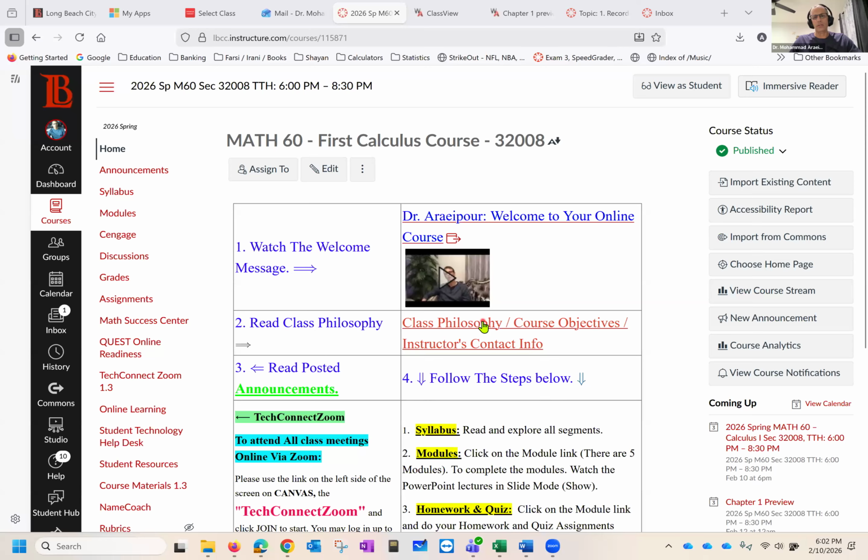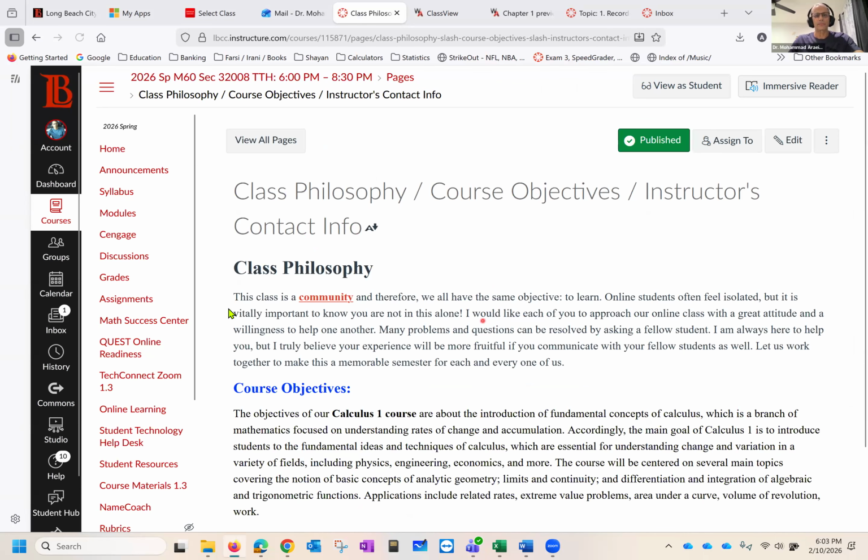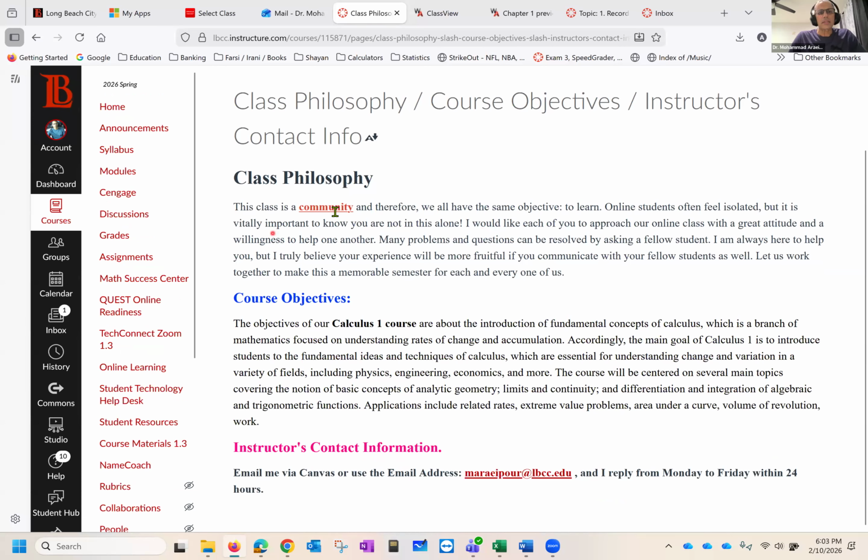Number two, class philosophy, course objective. Let's quickly look at it. Class philosophy: this class is a community and therefore we all have the same objective, to learn. Online students often feel isolated, but it is vitally important to know you are not in this alone. I would like each of you to approach our online class with a great attitude and a willingness to help one another. In other words, yes, this is an online course, but you're more than welcome to work together and ask each other questions, and that would be the best scenario. Of course, I'm talking about the class in general and assignments, but when it comes to exams and quizzes, everything is done individually, of course.